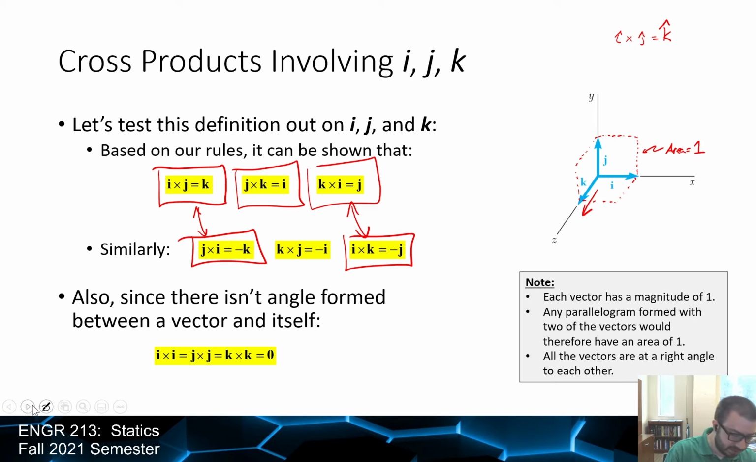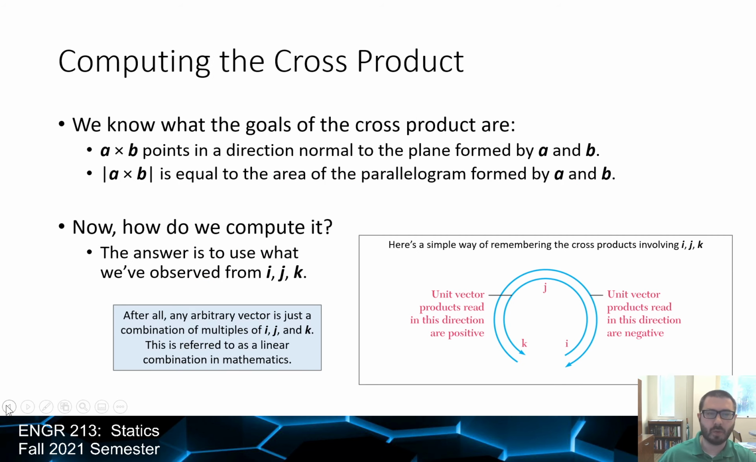The reason why we're looking at this is because what we're going to try and do is compute the cross product of an arbitrary vector. Cross products of i, j, and k are very simple, but cross products of an arbitrary vector takes a little bit of work.